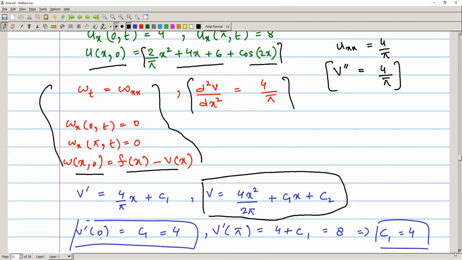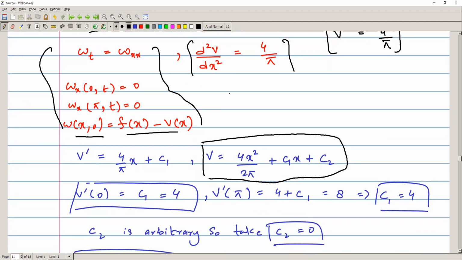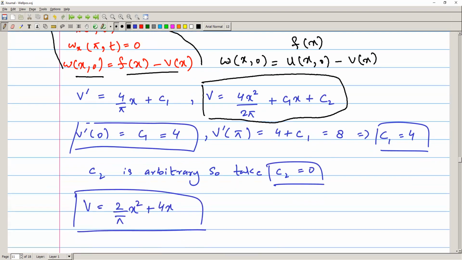Because what we are doing actually is w(x, 0) is equal to u(x, 0) minus v(x), right? That's why we are calling it a function of x only, because t is 0, right? So v prime is equal to 4 pi x plus c1, and v is equal to this. Now we will apply the boundary conditions.